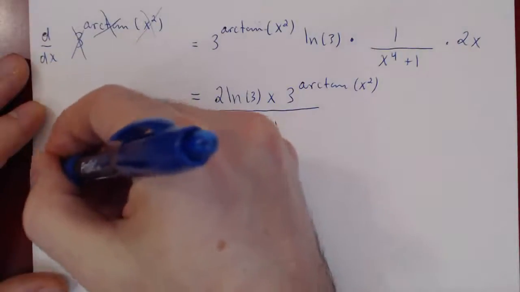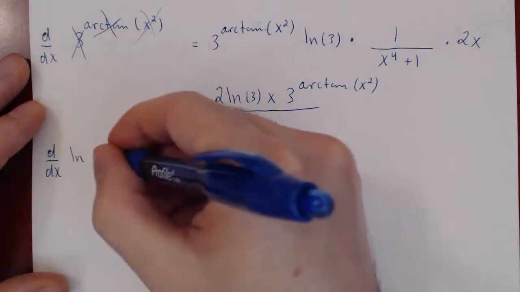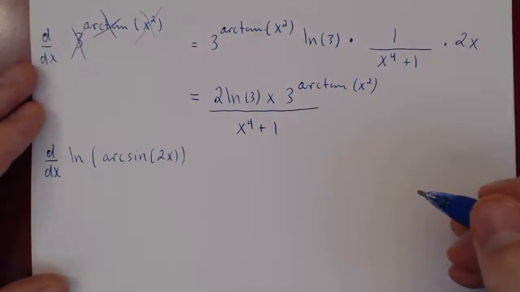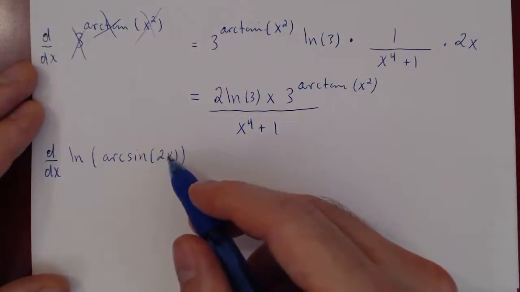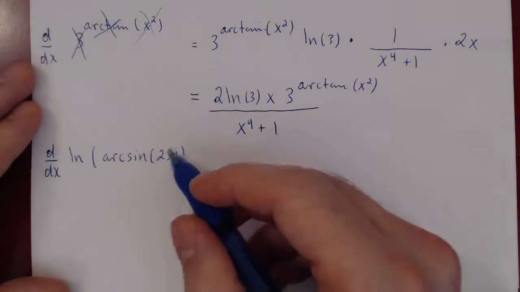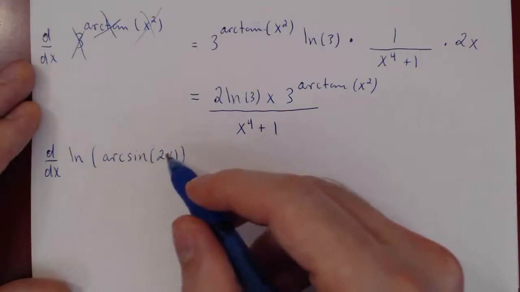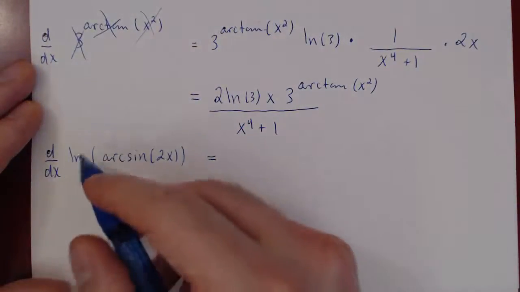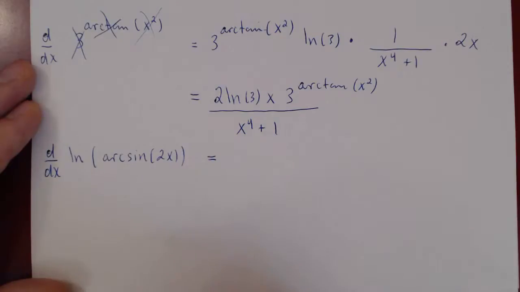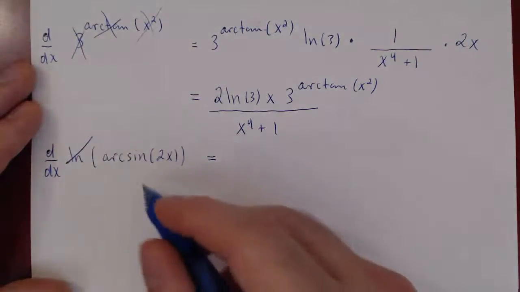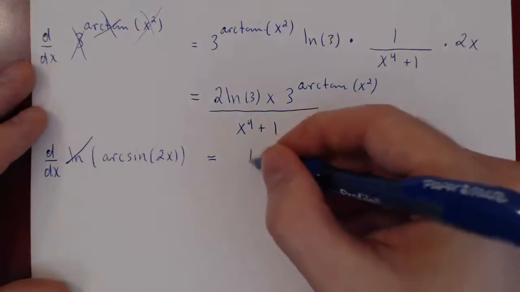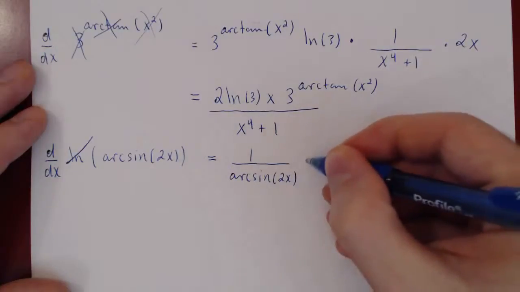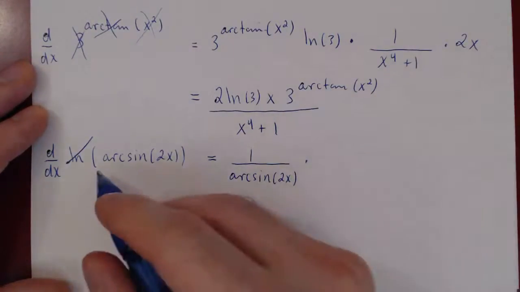So derivative of the ln of arcsine of 2x. Once again, here we have two compositions. If I give you a value of x, multiply by 2, then take the arcsine of it, then take the ln of the whole thing. So the outside function is ln, and if you remember, this is the natural logarithm, right? The logarithm base e. The derivative of ln is 1 over its argument. So we'll have 1 over the arcsine of 2x times the derivative of whatever is left over.